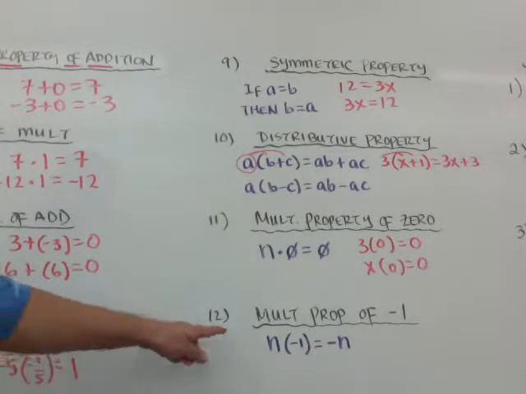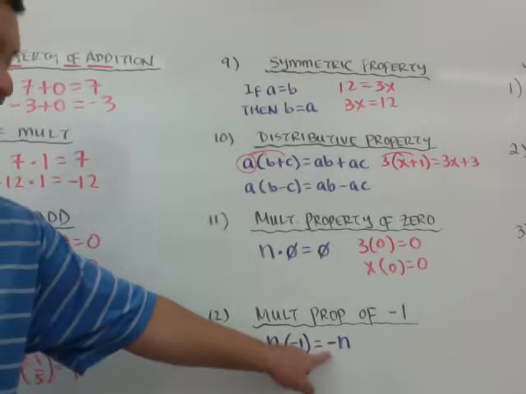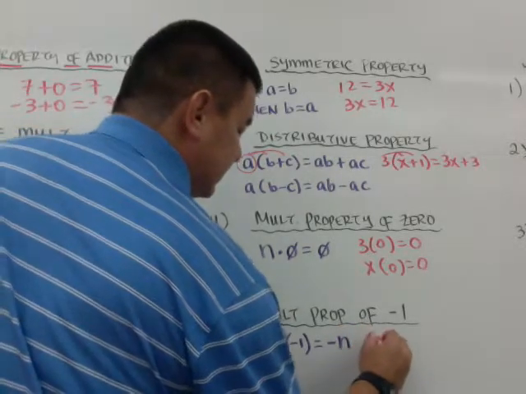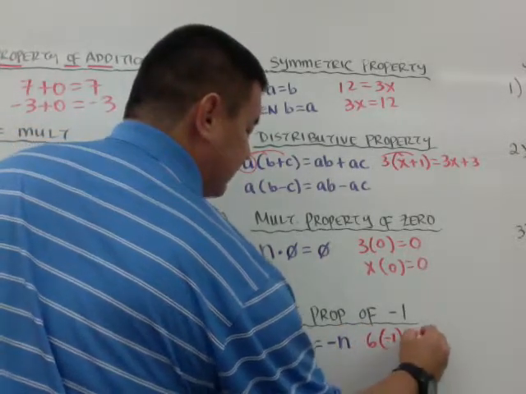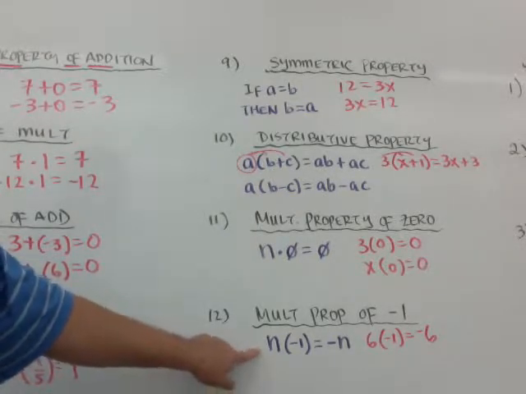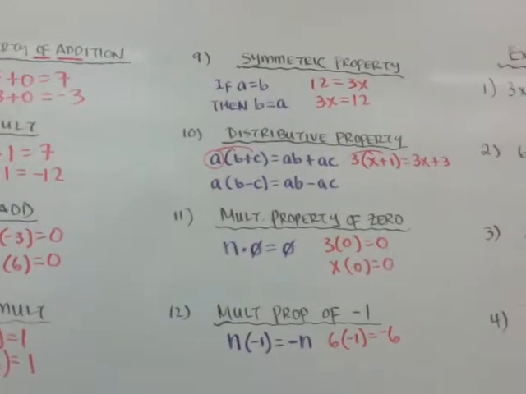And the last one is the multiplication property of -1. Any number times -1 becomes the negative of that number. So for example, 6 times -1 equals -6. Or in this case, n times -1 equals -n. So even with a variable. Okay, that's the 12 properties. Here are some examples of how you would use them.